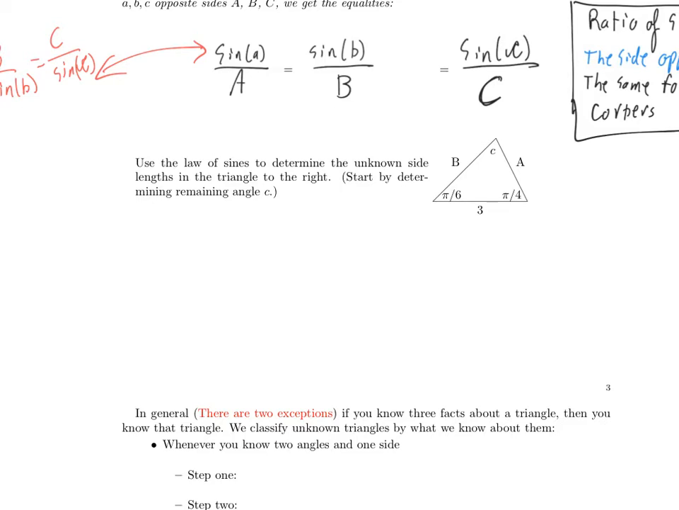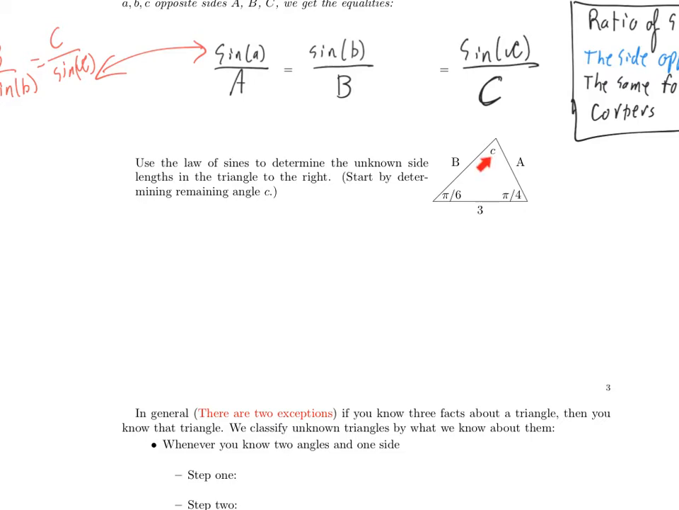So here's one. Let's suppose you're given a triangle, not drawn to scale, which has an angle of pi over 6, an angle of pi over 4, a side length of 3. Is that enough information to figure out the rest of this triangle? So what the law of sines says is as soon as you know a side and an angle opposite, you can use that information to compute everything else.